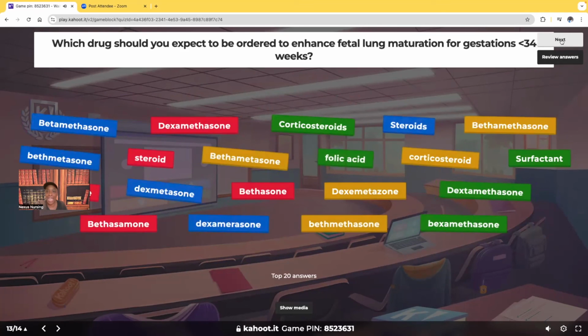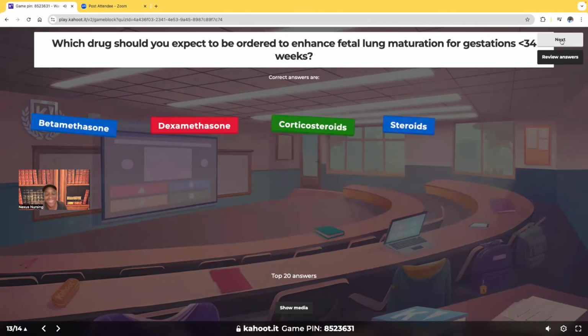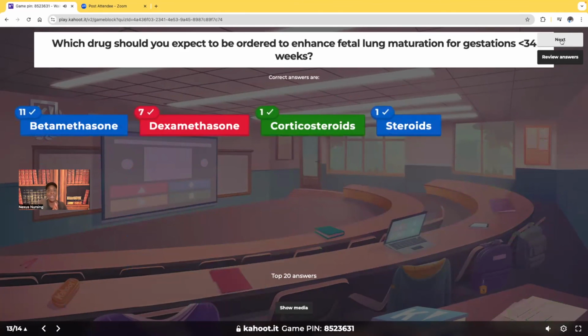Someone said folic acid. Are you kidding me? Folic acid, we give folic acid, guys, not for lung maturation. We give folic acid because we want to make sure that fetus doesn't develop what? Tell me on the live, what is it that we want to make sure the fetus does not develop? That's why we're giving the folic acid. It starts with an N. Very good, Melanin Mama 22, neural tube defects. That's what we're trying to avoid.